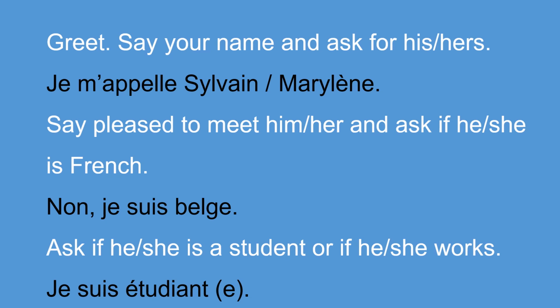So this is what I'm asking you to do. You need to greet the person you're meeting and you say your name and ask for his or for hers. So I'm giving you a choice between a man, Sylvain, or a woman, Marilyn. Then you need to say, pleased to meet you, and ask if he or she is French. And then you will answer, no, I'm from Belgium. And then you will need to ask if he or she is a student or whether or not they are working, okay? And you will finish off with je suis étudiant. Or if you're a lady, je suis étudiante.